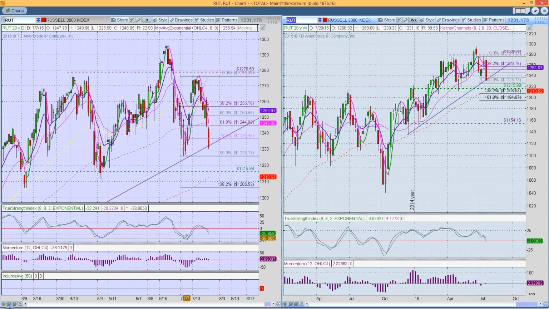And as you can see, it is the weakest of the indices. Put in a nice evening star up here, and then it has rolled over from there. And I think part of the thing that's pushing the Russell down today, Mike, is that the Fed is not backing off of their intent to raise interest rates before the end of the year. And it's almost like their credibility is on the line. If they don't raise rates, regardless, their credibility will be even lower than it already is.